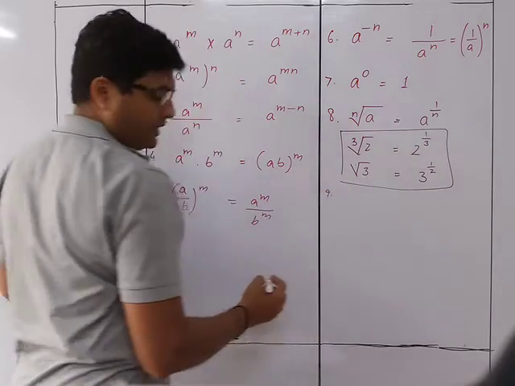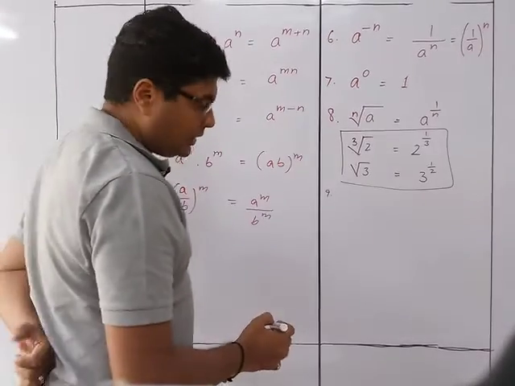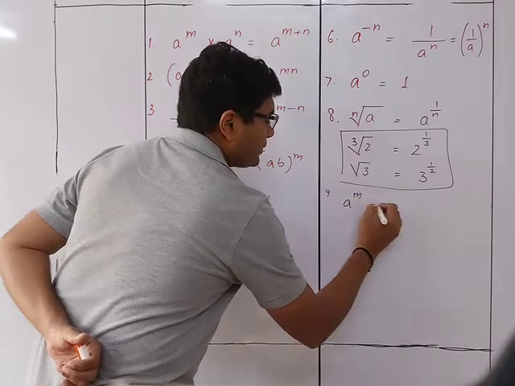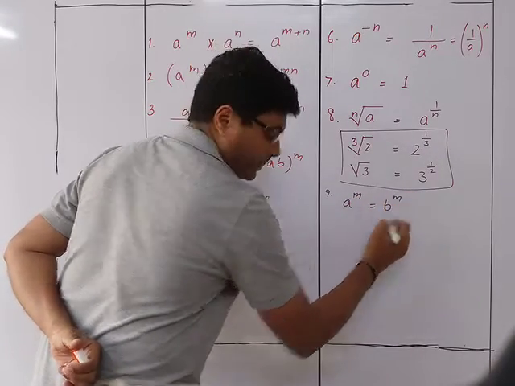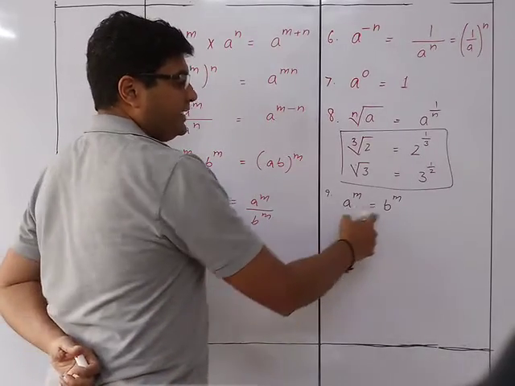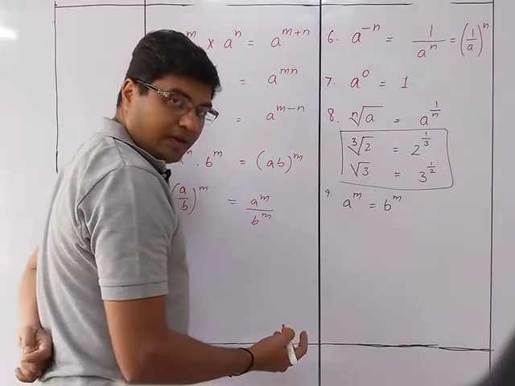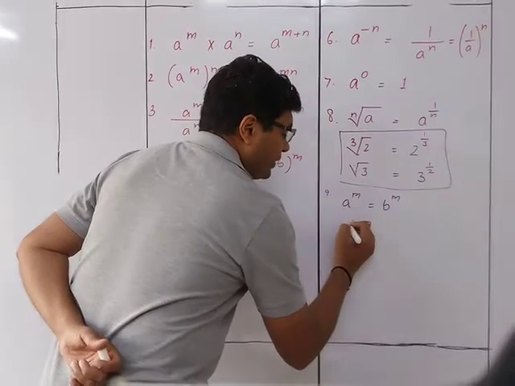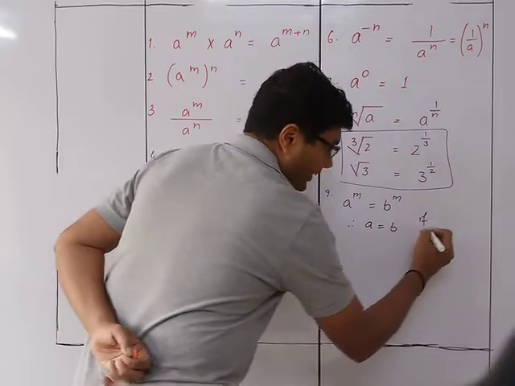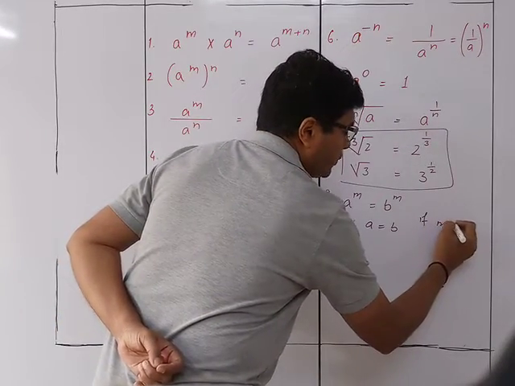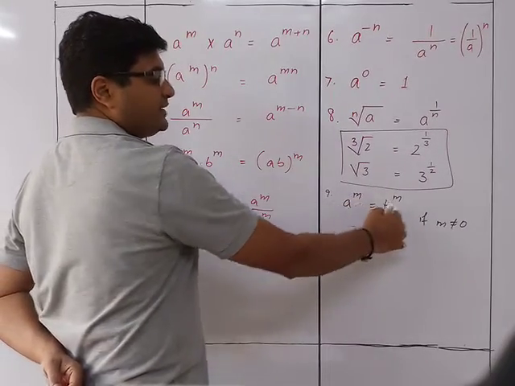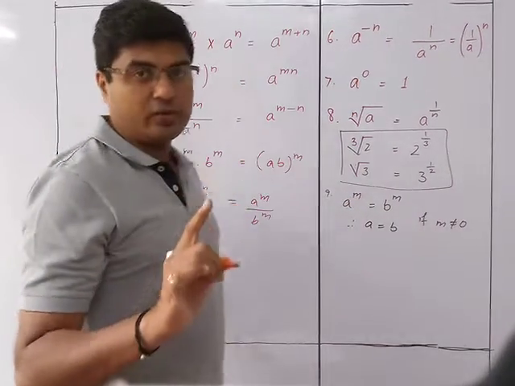The ninth one over here is, if I have a raised to m is equal to b raised to m. If this is the condition given to me, then it will be seen that this is possible only when a is equal to b, if m is not equal to 0. Because if it is 0, it is 1. See, this to the 0 is 1, this to the 0 is 1. In that case, a is not equal to b directly.